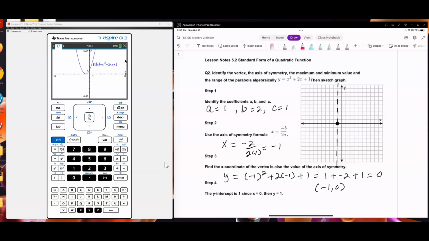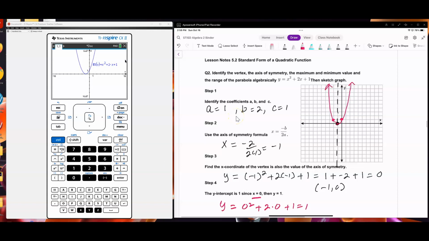So now we need to know what is the y-intercept. Since x equals 0, we have y equals 0 squared plus 2 times 0 plus 1, so that's equal to 1. So the y-intercept is 0, 1, and this is a reflection. So here is my graph. There's a sketch.